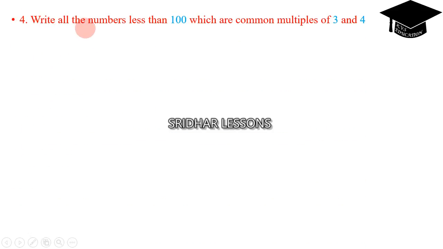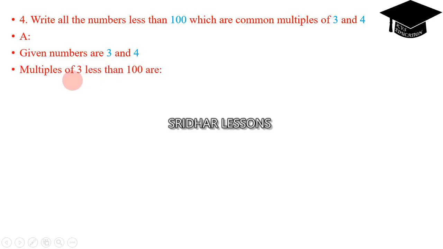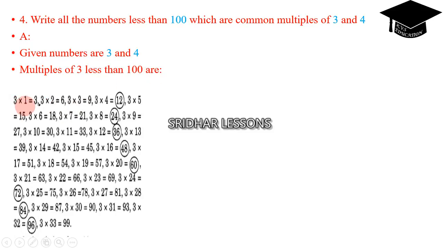Problem number 4. Write all the numbers less than 100 which are common multiples of 3 and 4. We have to write all the numbers less than 100 which are common multiples of 3 and 4. So the given numbers are 3 and 4. Multiples of 3 less than 100 are these numbers: 3 into 1, 3, 3 into 2, 6, 3 into 3, 9, 3 into 4, 12, 3 into 5, 15. Like that, we have to write up to 99 because less than 100.